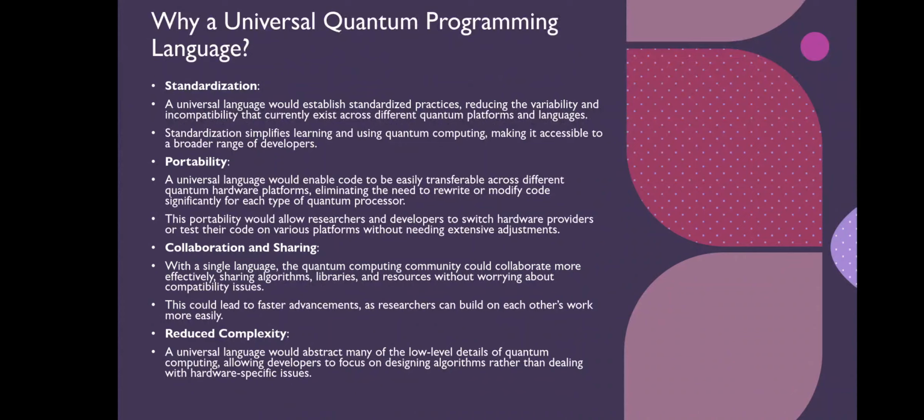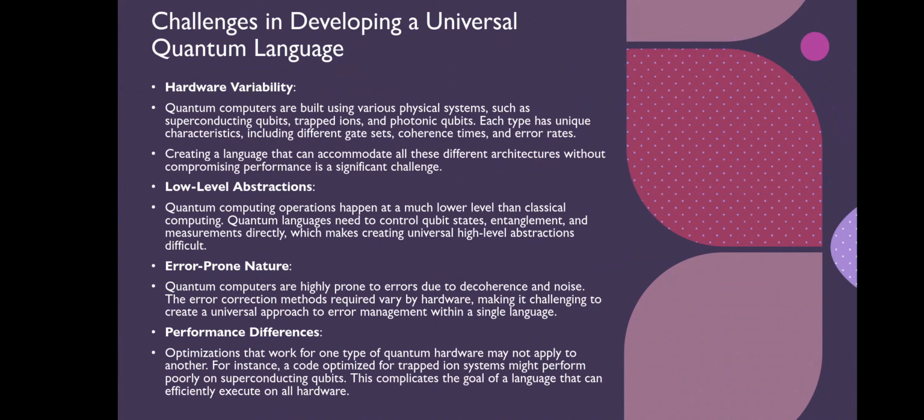Now, what are the challenges in developing a universal quantum language? There are many, like hardware variability. Quantum computers are built using various physical systems such as superconducting qubits, trapped ions, and photonic qubits. Each type has unique characteristics, including different gate sets, coherence times, and error rates. Creating a language that can accommodate all these different architectures without compromising performance is a significant challenge.